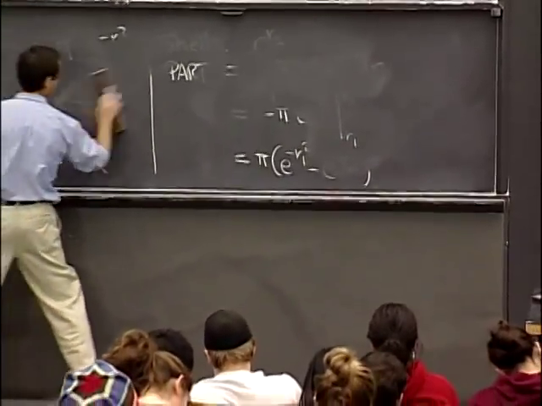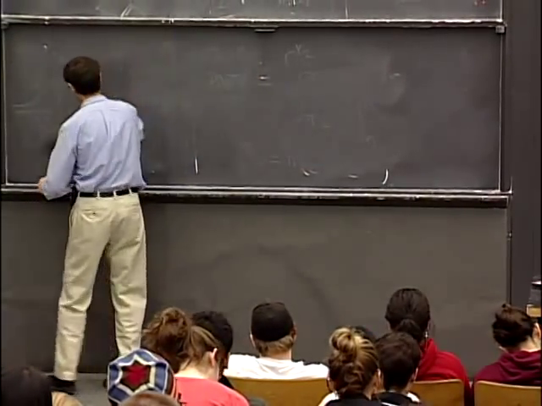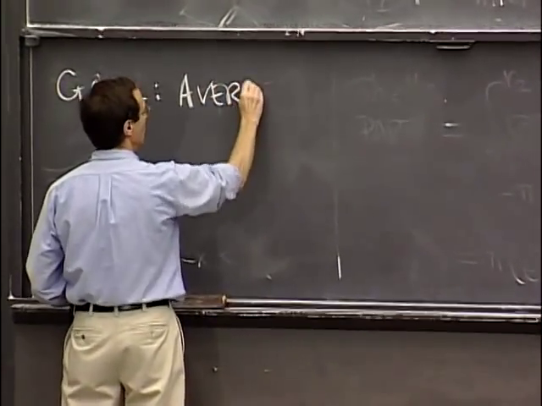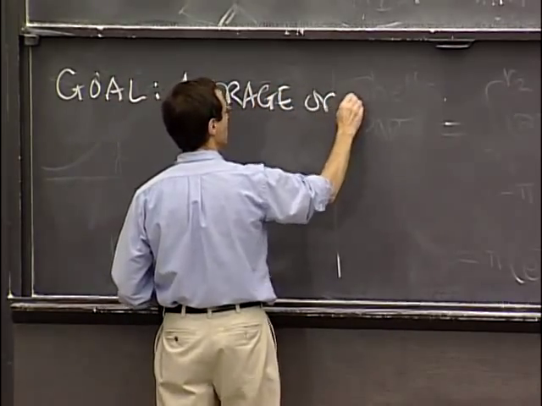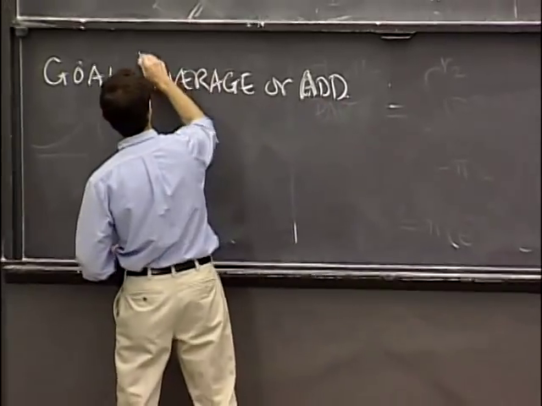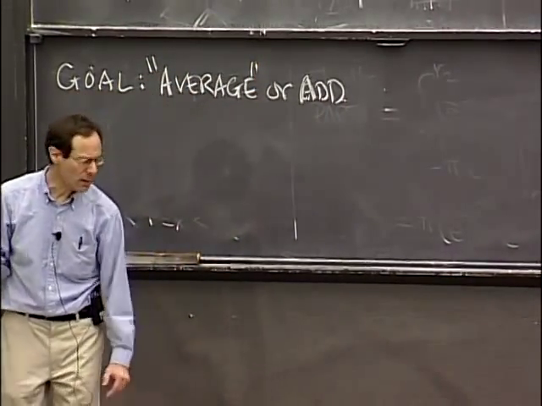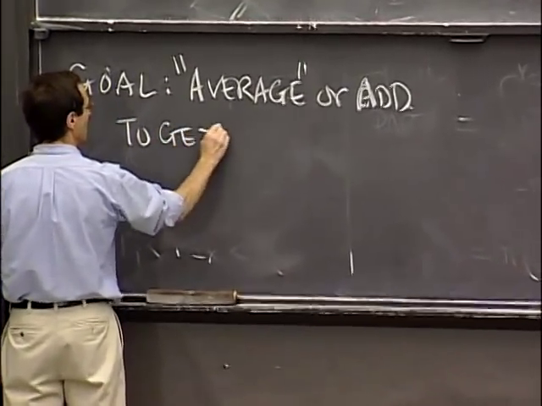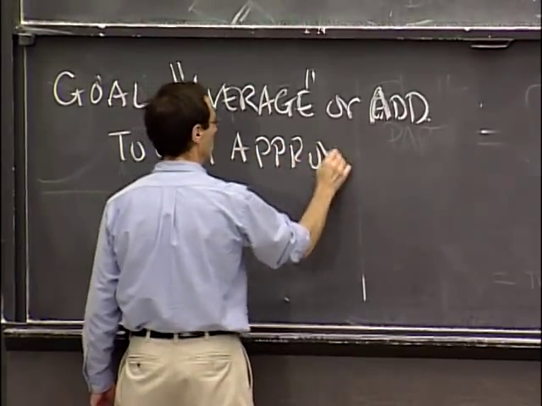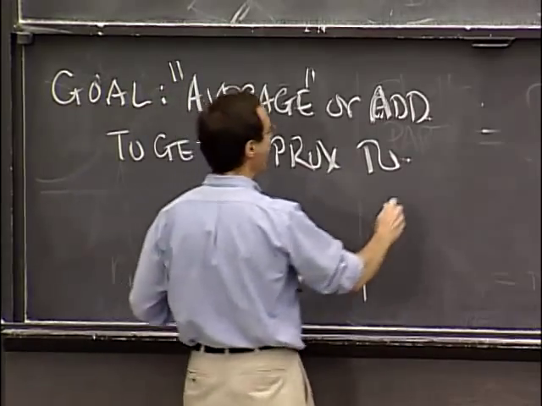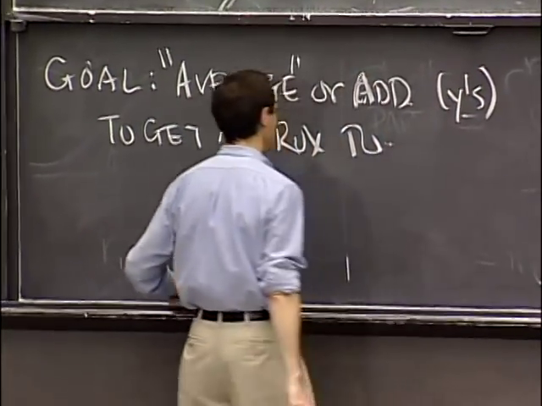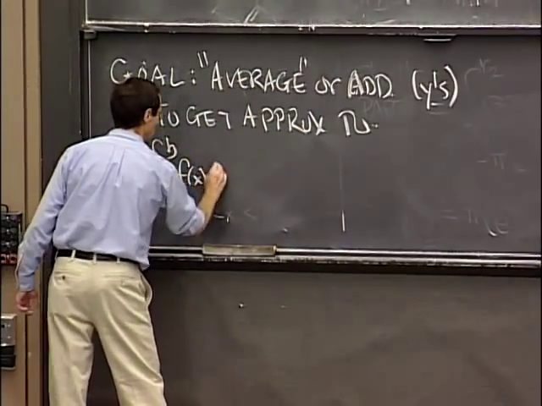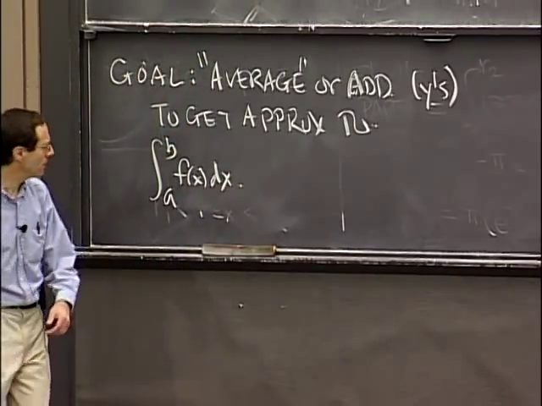So here's our goal. Our goal is to average, or add. I'm using average very loosely here, but I'm going to say add up these numbers, add the y's, to get an approximation to the integral, which we know is the area under the curve.